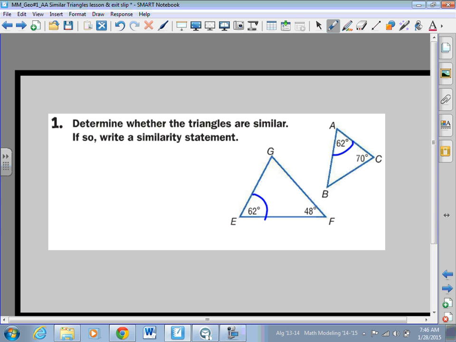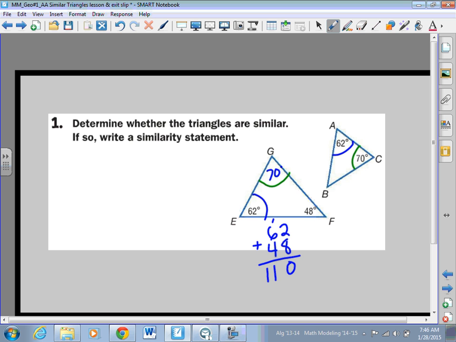Okay, so we have one set of angles that are congruent, but then F is 48 and C is 70. So if we do some math, we can find G and B, and maybe we can have another set of angles. If I add angle E and angle F together, I get 110, and so G is going to be 70 degrees. Isn't angle C 70 degrees also? Woohoo! So just that little bit of math gave me another set of angles.